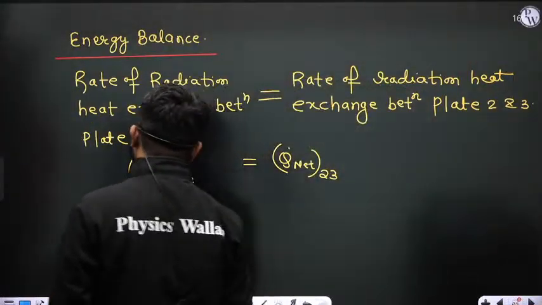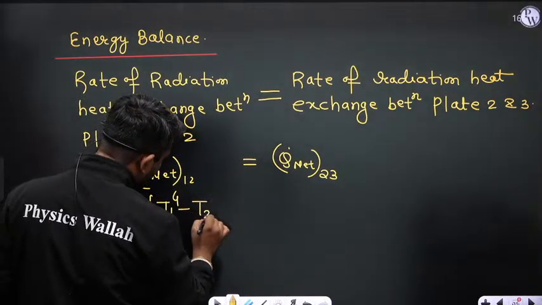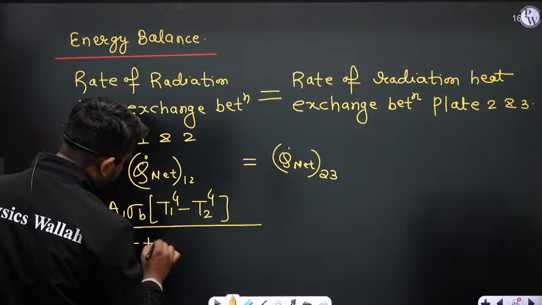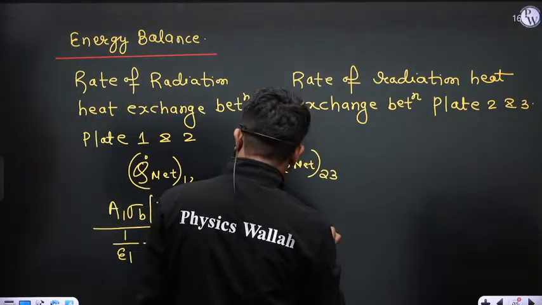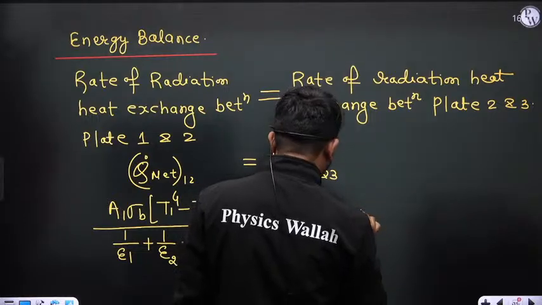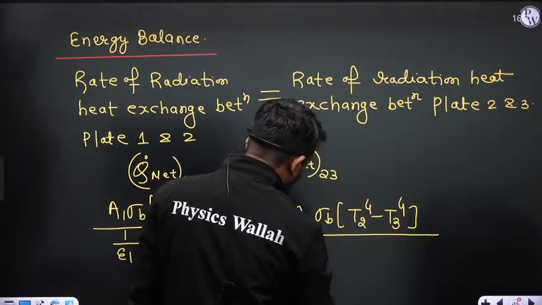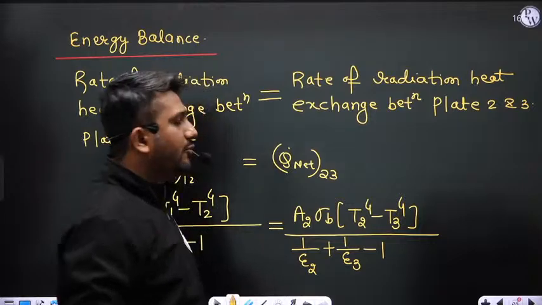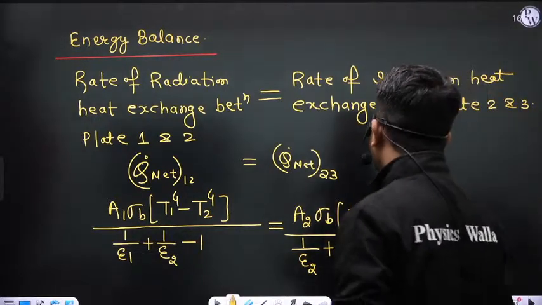Now see here, radiation heat exchange between plate 1 and 2. We can say this is A1 sigma B (T1 to the power 4 minus T2 to the power 4) divided by (1 upon epsilon 1 plus 1 upon epsilon 2 minus 1), and here it is A2 sigma B (T2 to the power 4 minus T3 to the power 4) divided by (1 upon epsilon 2 plus 1 upon epsilon 3 minus 1). Okay, now see here, what is A1 by A2?